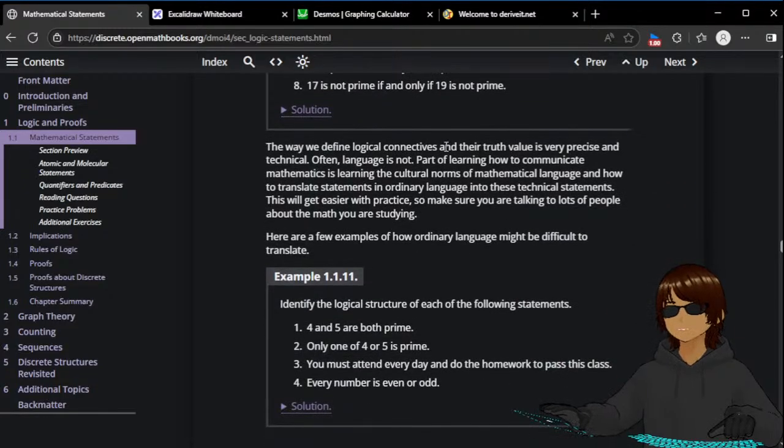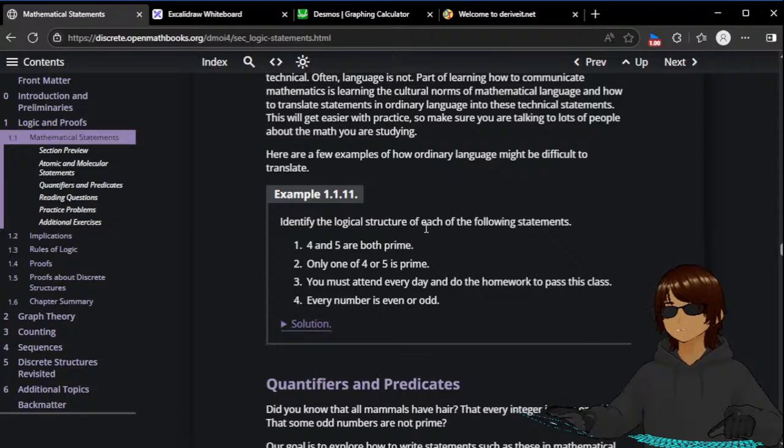The way we define logical connectives and their truth value is very precise and technical. Often, language is not part of learning how to communicate. Mathematics is learning the cultural norms of mathematical language and how to translate statements in ordinary language into these technical statements. This will get easier in practice, so make sure you are talking to lots of people about the math you are studying.